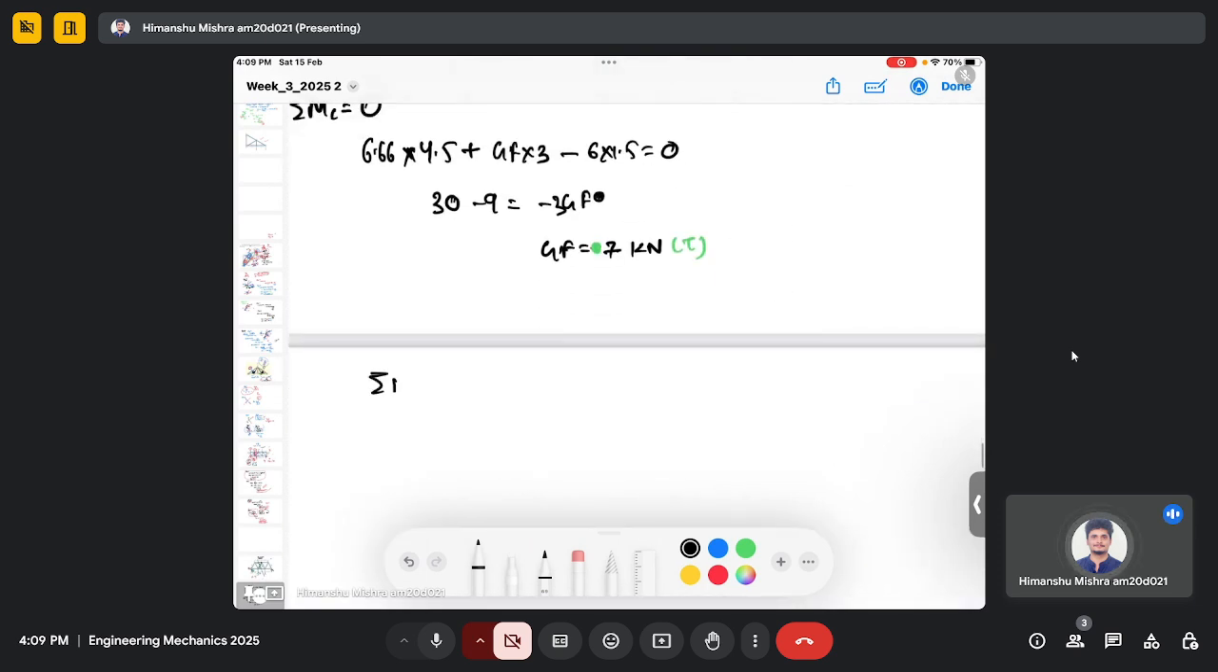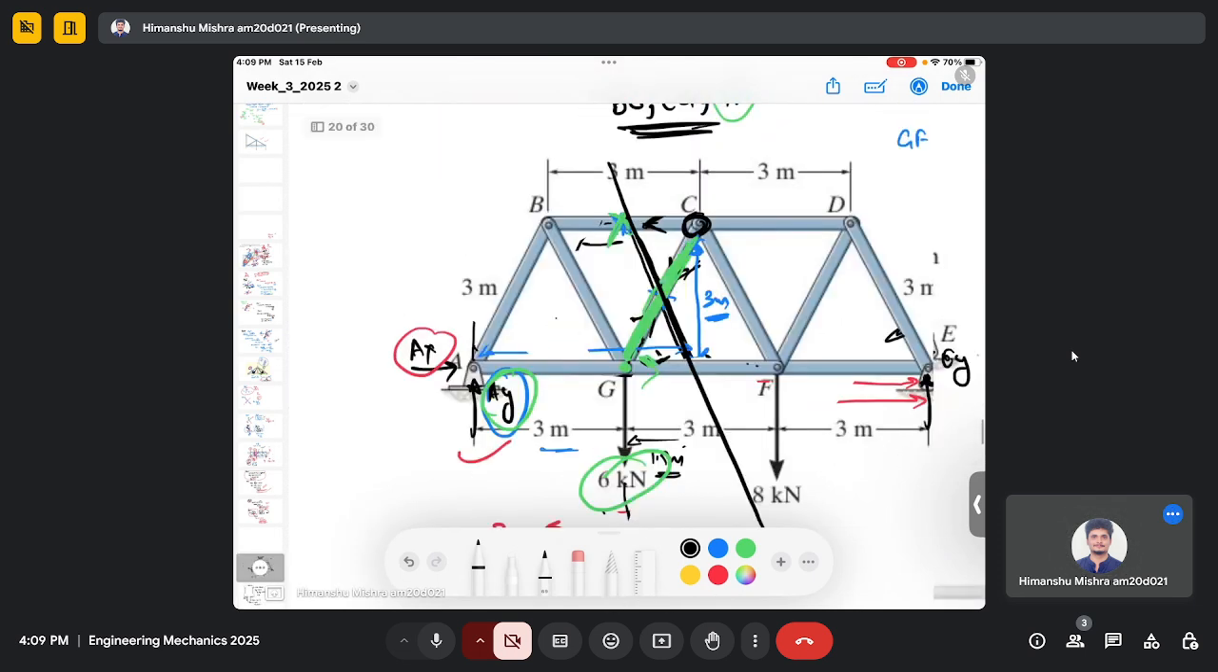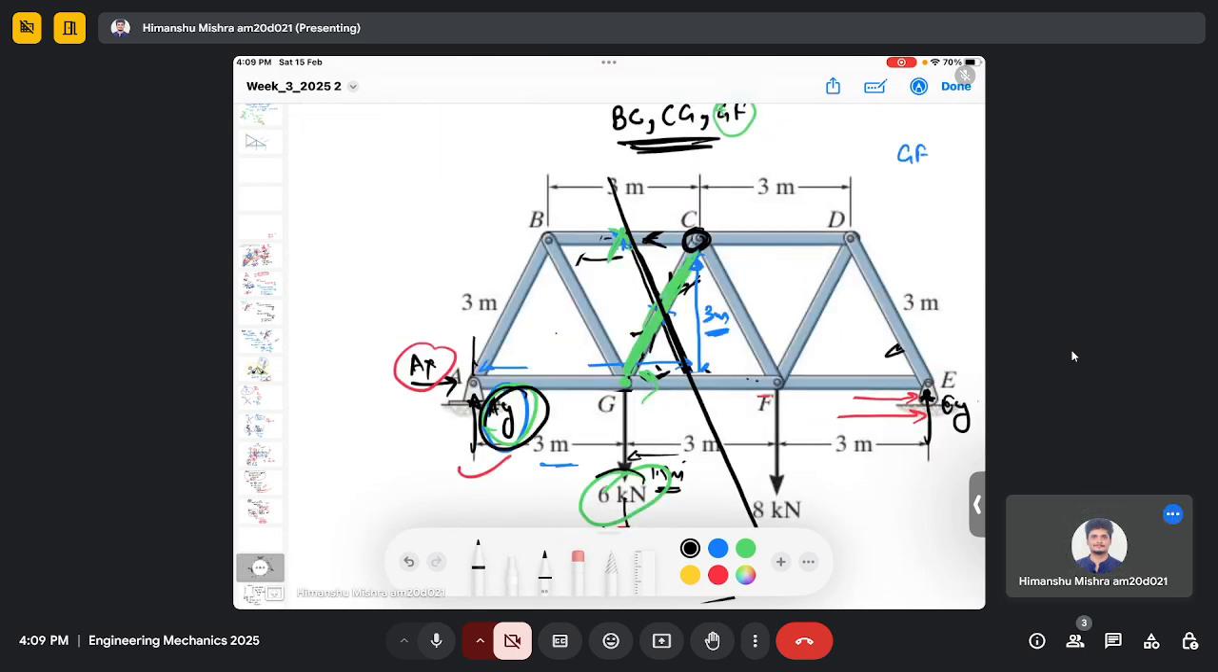So if I do the summation of force in y direction and I consider left part of the truss, then I have AY, 6 kilonewton force, and this component of force GC. So you can see the sides of the triangle are 3 meters, so each of these angles should be equal to 60.